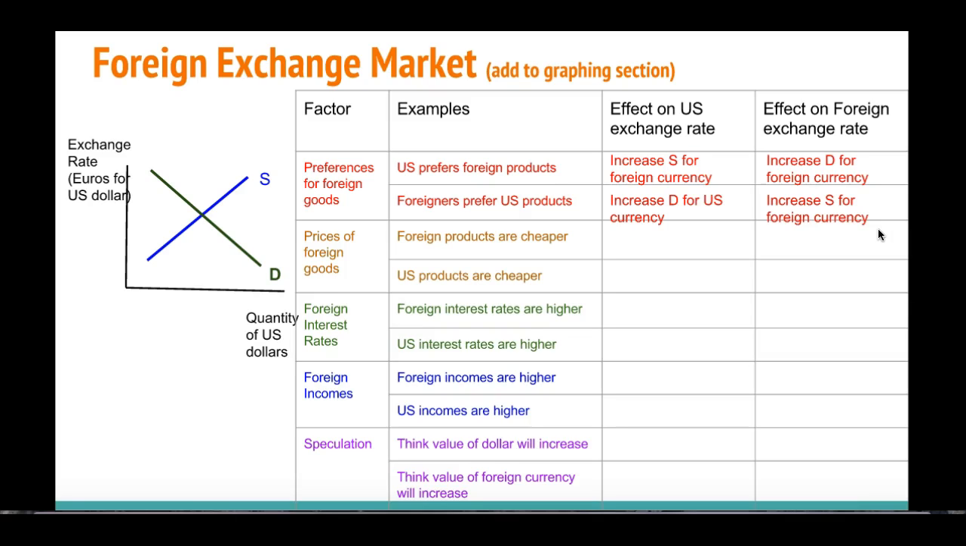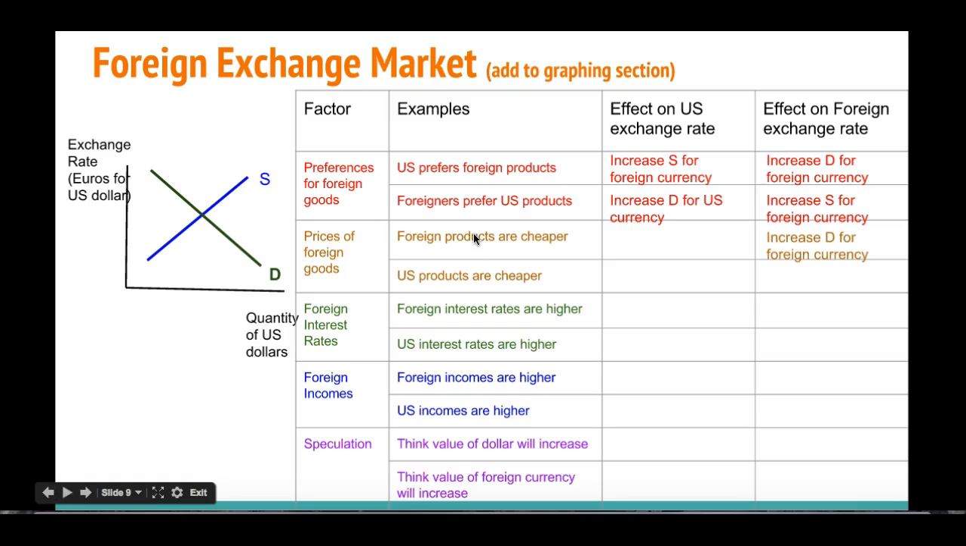Okay, hopefully you gave it a shot. I wanted you to give it a shot on your own. So let's go through these. If the price of foreign goods is cheaper, so it's cheaper to buy foreign products, where are we going to buy products? Obviously, the foreign country. So what happens then is which one is going to increase the demand? We're going to increase the demand for U.S. dollars, or increase the demand for the foreign currency?